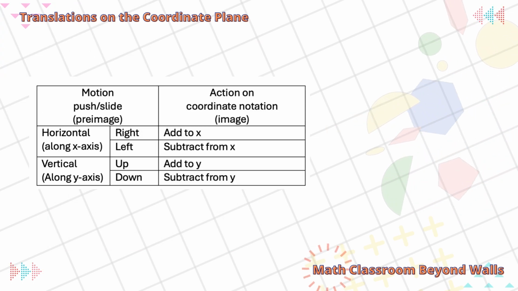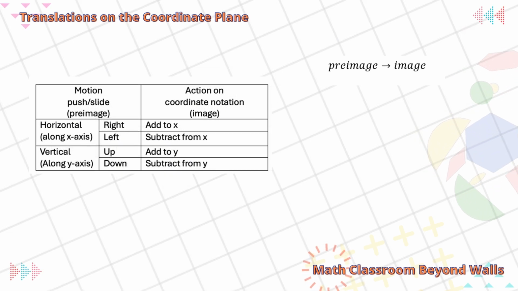A summary table is shown here. The table shows the type of push or slide done on the preimage and how it is reflected on the coordinate notation to describe the translation rule that maps the preimage to the image. The coordinate notation to describe the translation rule that maps the preimage to the image has this form.